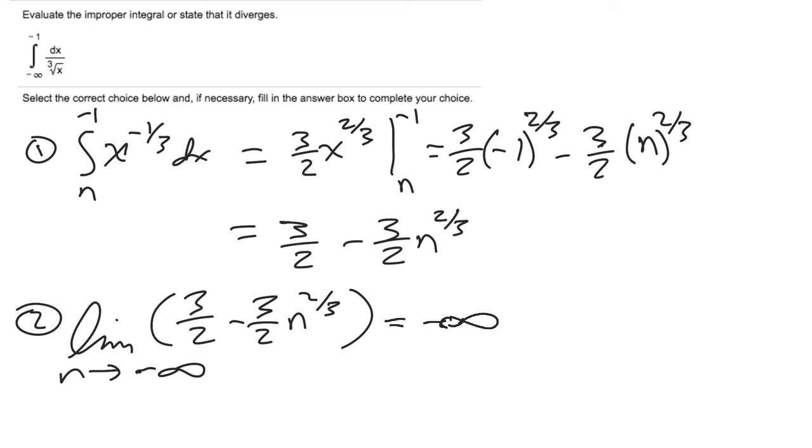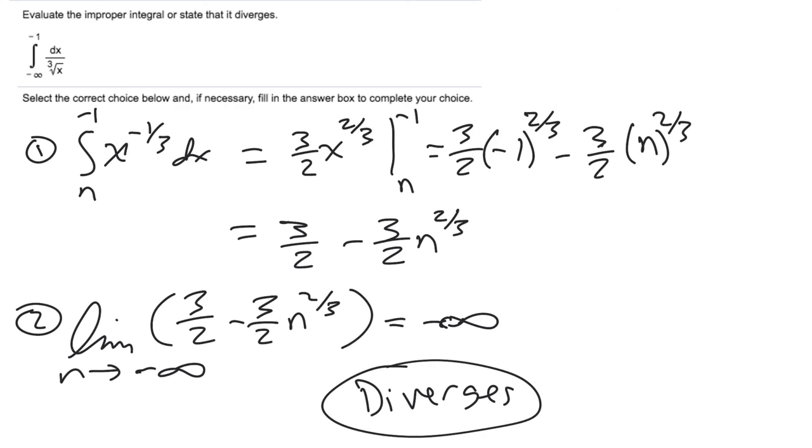The only way these things converge is if the piece that has an n in it is converging to a finite number, and often the expression with n in it is converging to 0. But that is not what's happening here. So in this problem, we'd say the improper integral diverges.